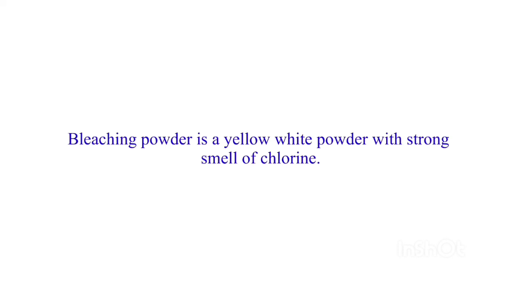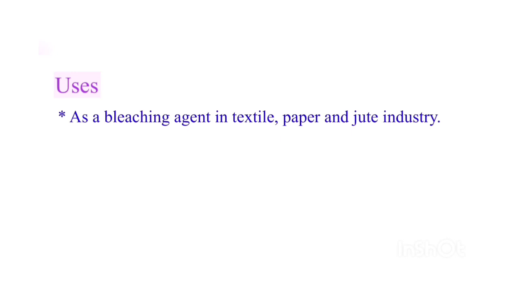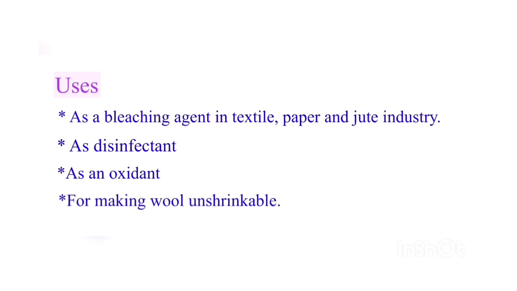Next, we will discuss the uses of bleaching powder. It is used as a bleaching agent in the textile, paper and jute industry. Secondly, it is used as a disinfectant for disinfecting water. It is used as an oxidant and for making wool unshrinkable. That's all about bleaching powder, and here we finish our topic, salts.